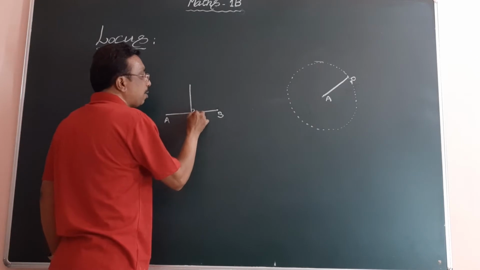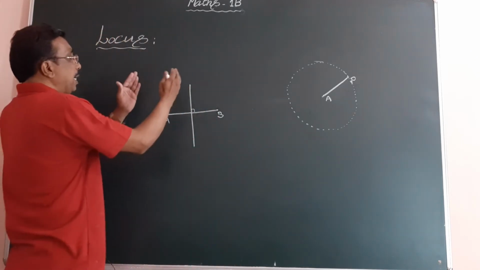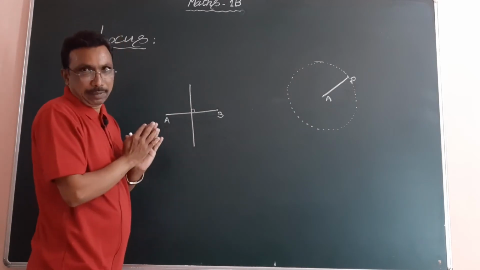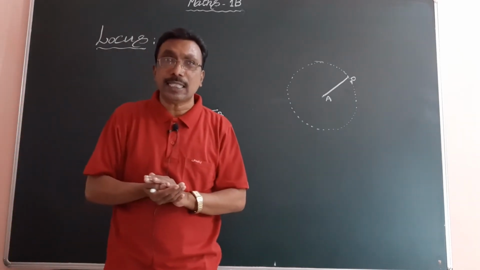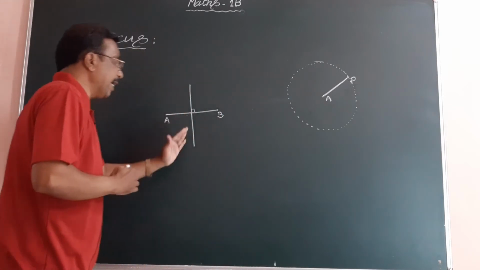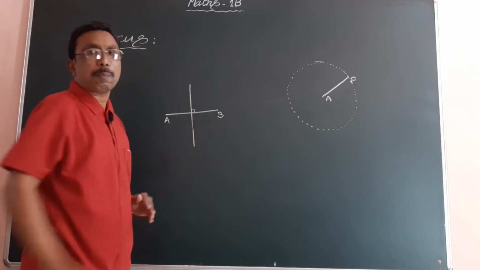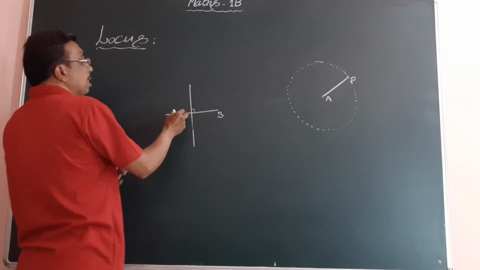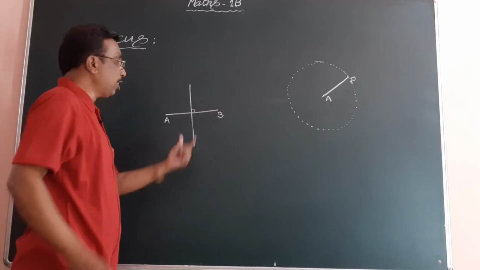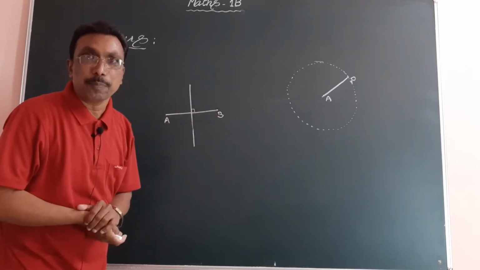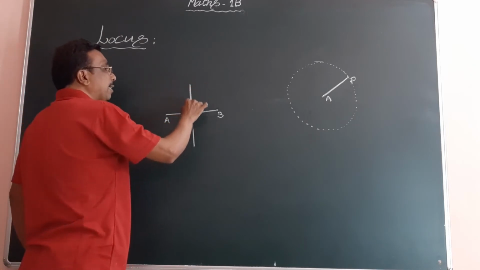Perpendicular bisector means we form a 90 degree angle. Bisect means the line divides into two equal parts. This line divides into two equal parts. So this distance is equal to the other distance. These two distances are equal. So here this is the perpendicular bisector.